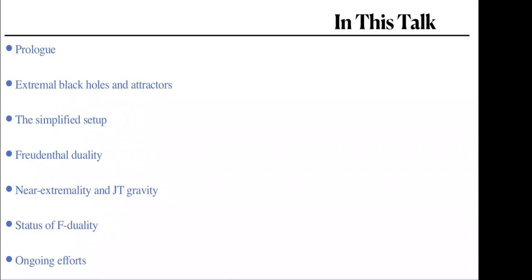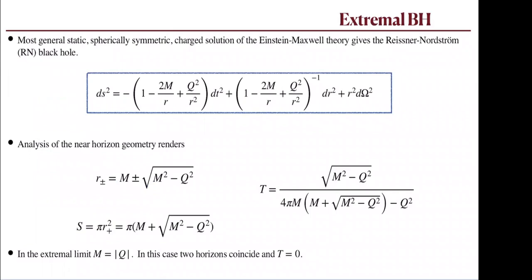Then of course, we go into the first part of this talk, which is the Freudenthal duality. I'll define it and you'll understand what it actually is. Then I will glance over near extremality and how near extremal entropies can be computed through a JT gravity kind of setup, and do the same for our simplified setup as well, computing the entropies through JT gravity. And then comment on the status of F-duality and what exactly we are doing right now. Some good results, I would say. Still some checks are remaining, but some good results. Good. In the meantime, I wrote these slides in a hurry, so if something is missing, some plus minus signs, please just bug me whenever you want.